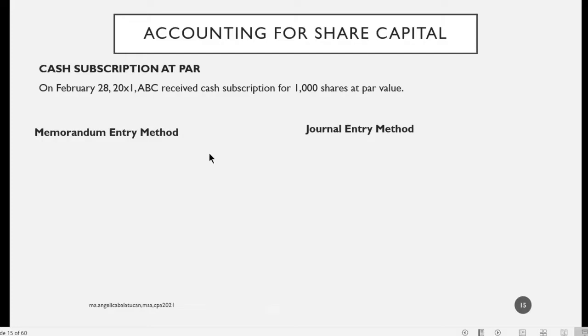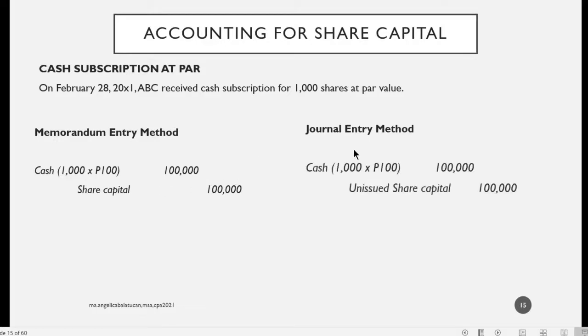Next is cash subscriptions. When we say cash subscriptions, the shares are being sold for cash. So in that case, there's no more subscription receivable. Dito na, issue na dayon sa shares. So debit cash, so that's at par man, so 1,000 times 100, and then credit share capital. Then, for journal entry method, so na ay additional nga term nga unissued.